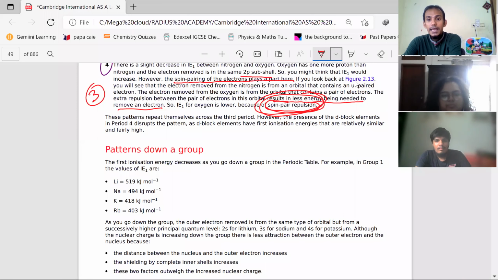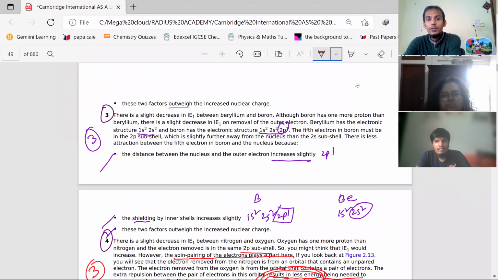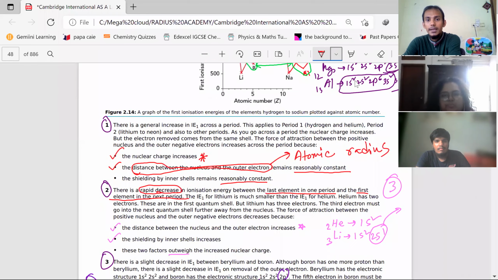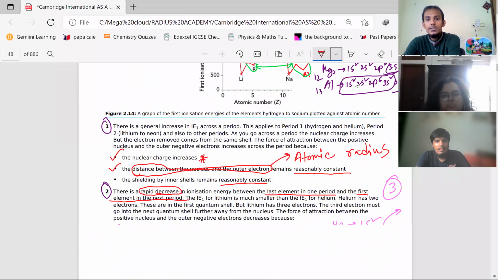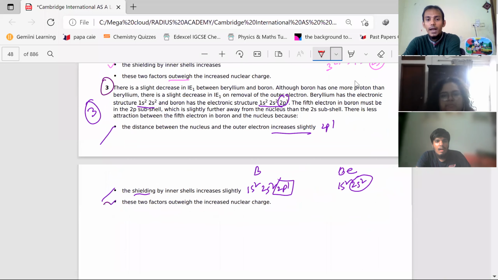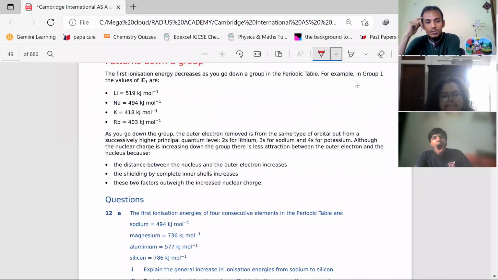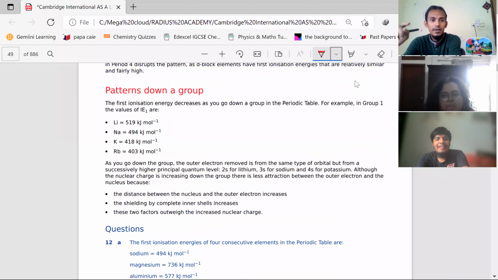And the same explanation applies for phosphorus to sulfur. You will get the spin pair repulsion again. So if they ask you this question, phosphorus to sulfur or nitrogen to oxygen, please draw the box diagram and explain. It will be easier to explain if you draw the box diagram.